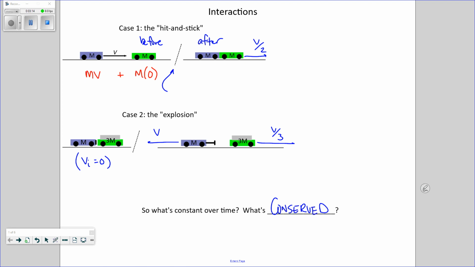In the end, each of these carts is moving at that speed, v over 2. Over here we get a total mv, and in the end we get mv over 2 plus mv over 2. That's a half of mv plus another half of mv, and we get the same total.